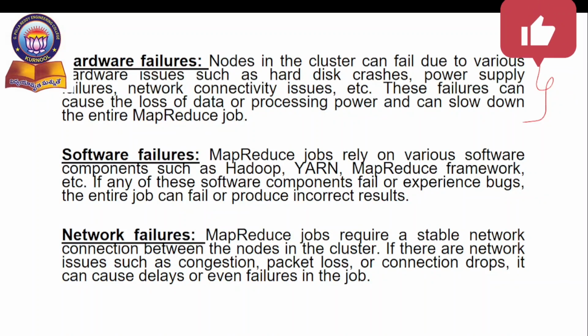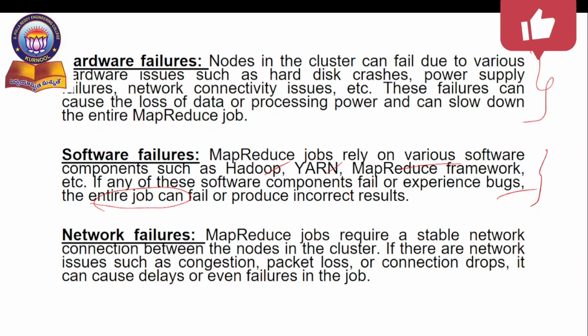The next one is software failures. MapReduce jobs rely on various software components such as Hadoop, Yarn, the MapReduce framework, etc. These are various software components that are available in a system. If any of these software components fail or experience some bugs, then the entire job can fail or produce incorrect results. So software failures may generate data even though there are failures, but the data may not be the exact data that you are expecting. This is one kind of failure, software failure.